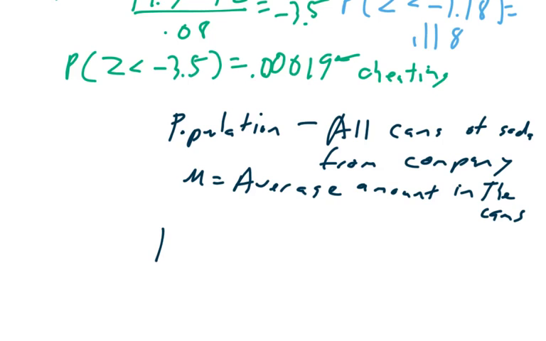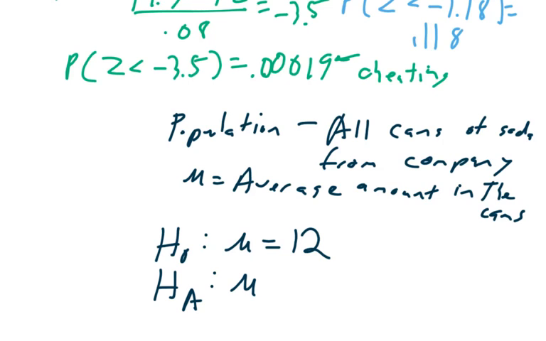And so my initial hypothesis or my null hypothesis is that they're telling the truth. My alternate hypothesis is that they are cheating me by not giving me enough pop. If they're giving me more pop, hey, that's great. If they're giving me less pop, that's what I'm trying to figure out.